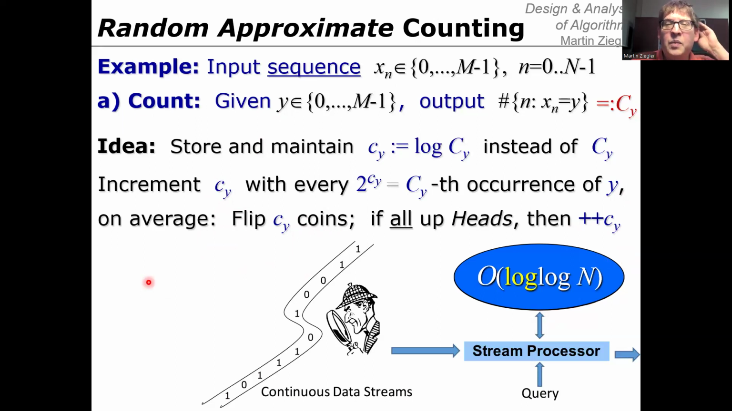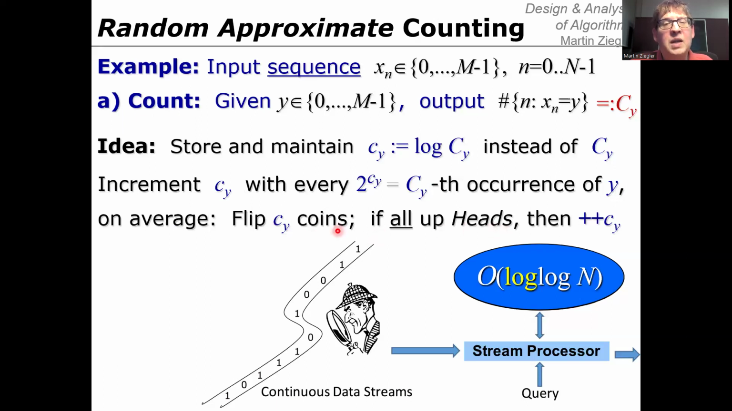Why? Well, what is the probability that all small cy coins come up heads? The probability for that is 2 to the minus small cy, because it's cy independent events, each one with probability 50-50, 1 over 2 to come heads, and all of them to come heads is very unlikely, probability 2 to the minus cy.